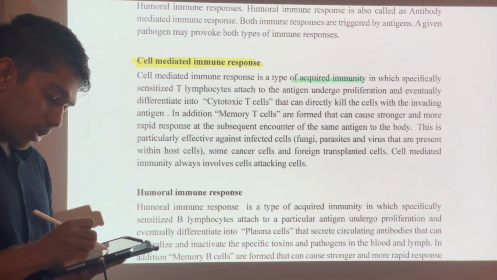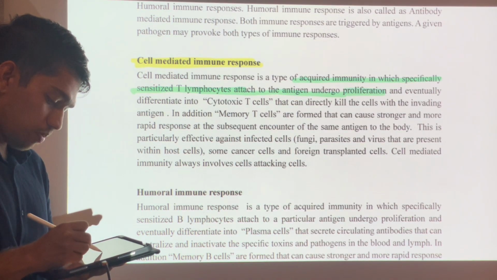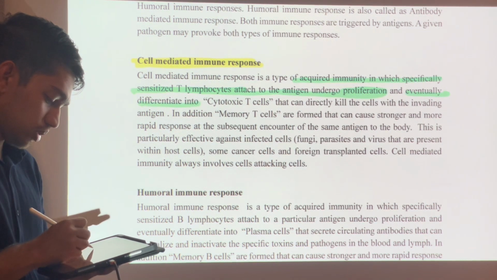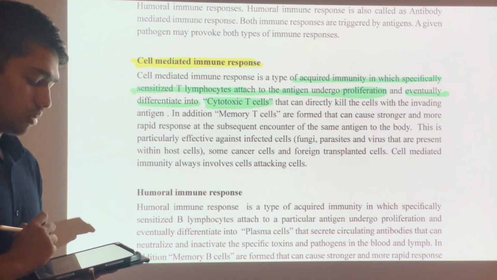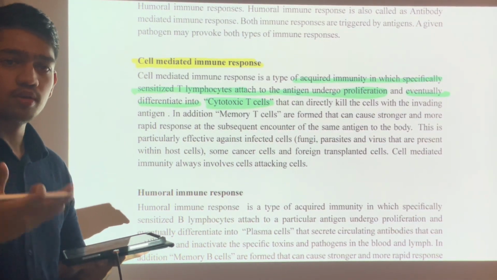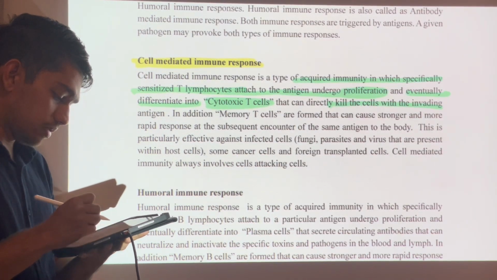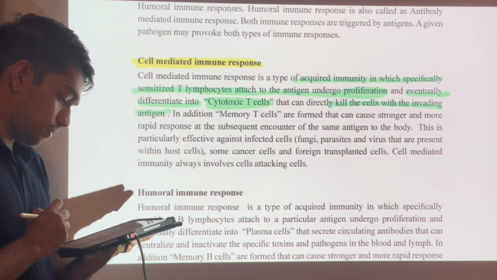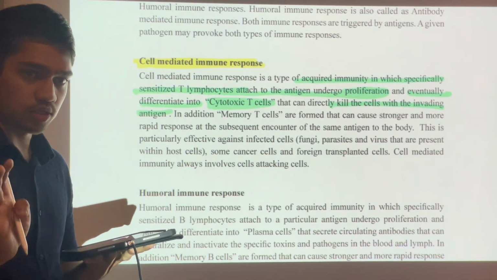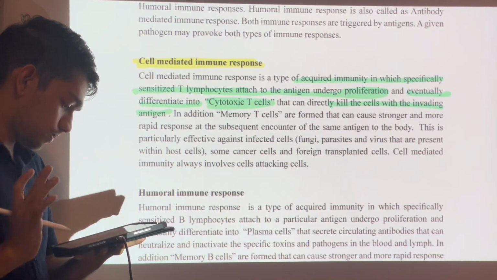It's a type of acquired immunity in which specifically sensitized T lymphocytes attached to the antigen undergo proliferation. Proliferation is rapid cell division, and they eventually differentiate into cytotoxic T cells. Cytotoxic T cells are actually the effector form, or the working type, of a T cell, so they can directly kill the cells with the invading antigen. In addition, we know there are 3 types of T cells: the cytotoxic, the memory, and another type called helper T cells as well, right?